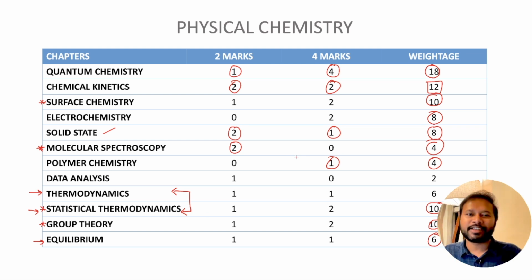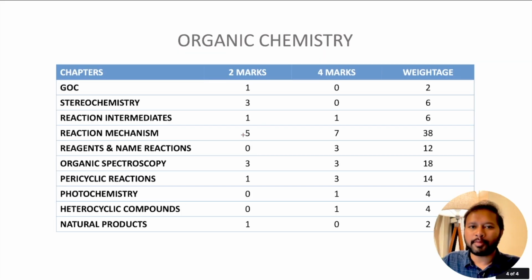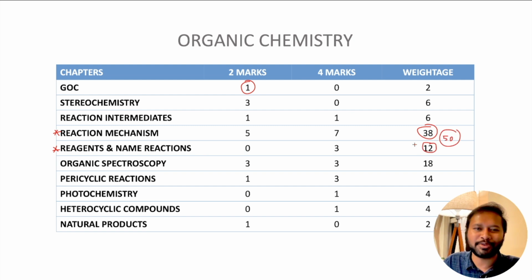Okay, now let's talk about organic chemistry. So if you look at organic chemistry, as I said, this was asked for 104 marks. From GOC, you got one question of 2 marks. The weightage is 2 marks. We expect a high number of questions from reaction mechanism and reagents and name reaction. Of course, they have 38 and 12 marks, so 50 marks from these two topics itself. These are like the boss of organic chemistry.